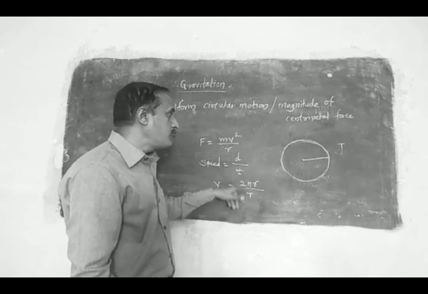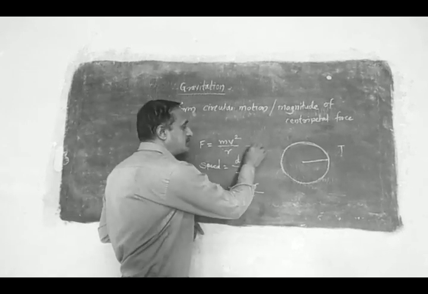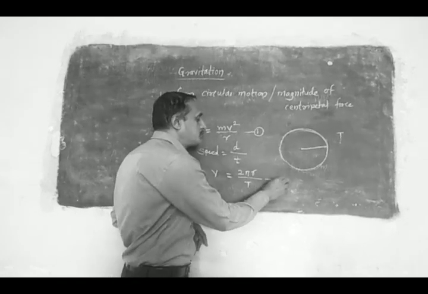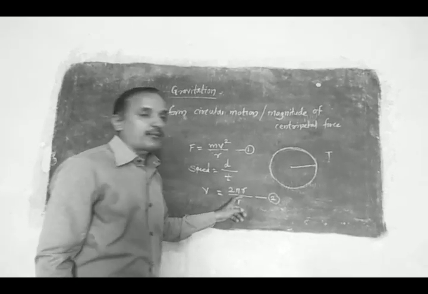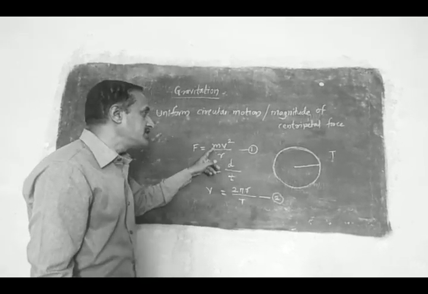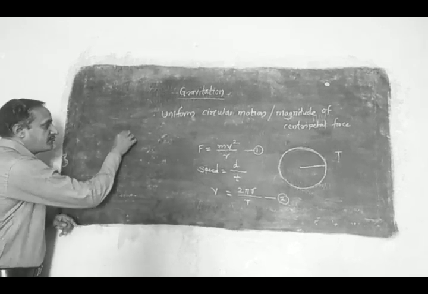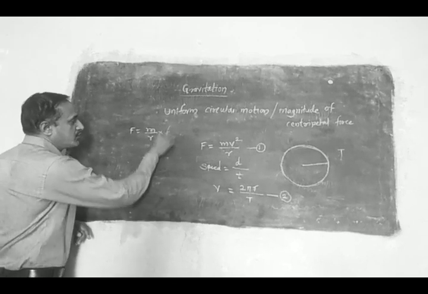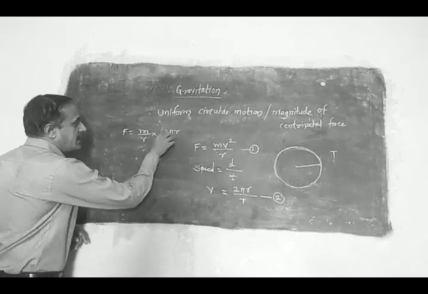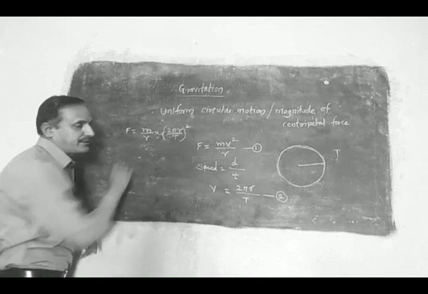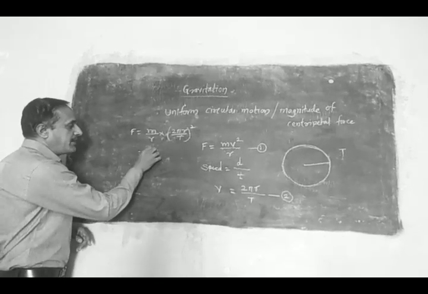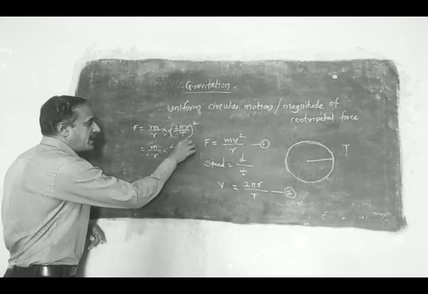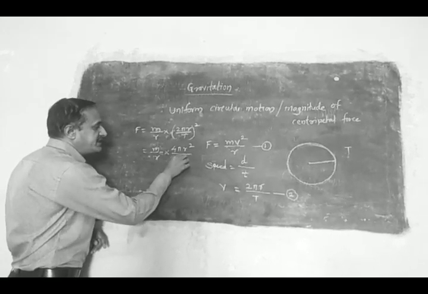Now this value we will put in this equation. Suppose this equation is F equals mv square upon r, and the speed v equals 2 pi r upon T. This value we will put in equation 1. What we get here? F equals m upon r into v square. V square means (2 pi r upon T) whole square. Then afterwards it is m upon r into 4 pi r square upon T square.